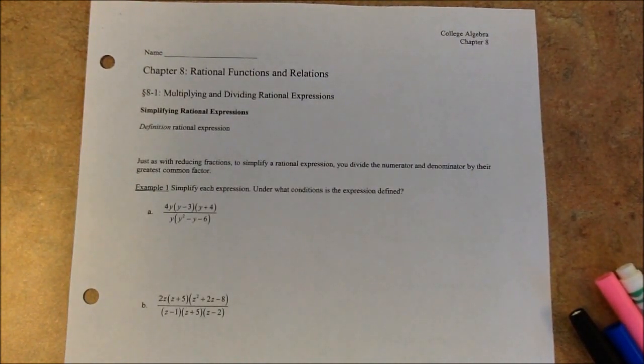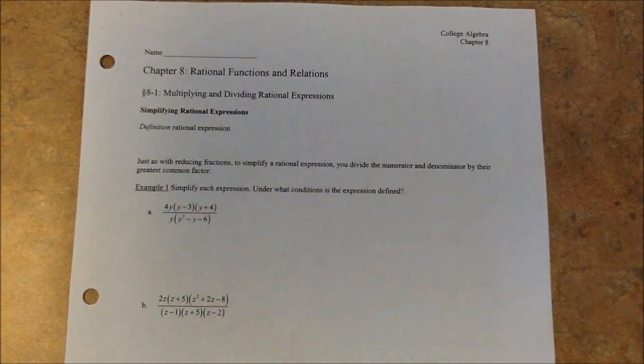So the first thing that we're going to do, this whole chapter is all about rational functions. And we're first going to define what exactly it means to be rational. But the first thing we're doing today is simplifying rational expressions. And then we're going to move into multiplying and dividing. And then in future sections, we'll be adding and subtracting and graphing and doing all sorts of other fancy things.